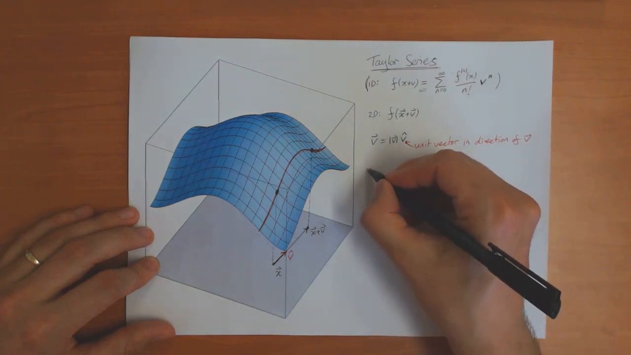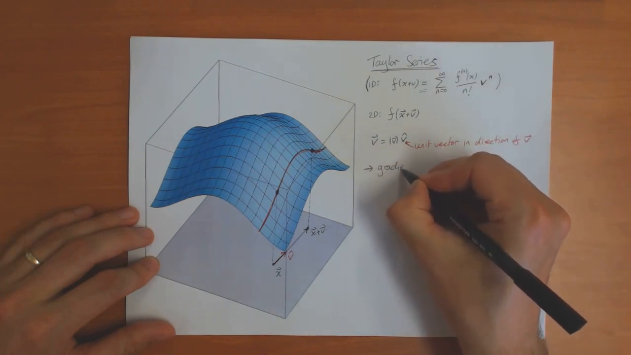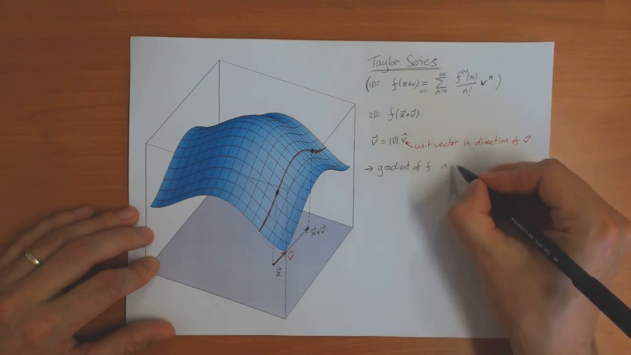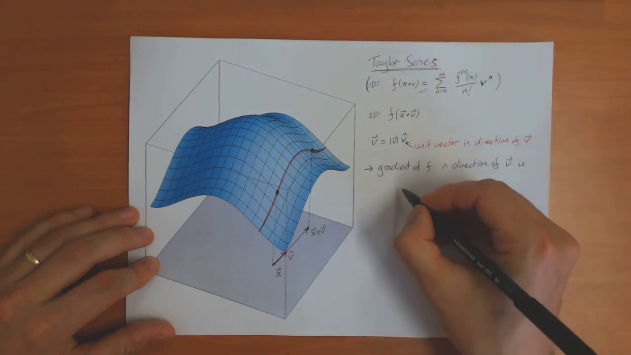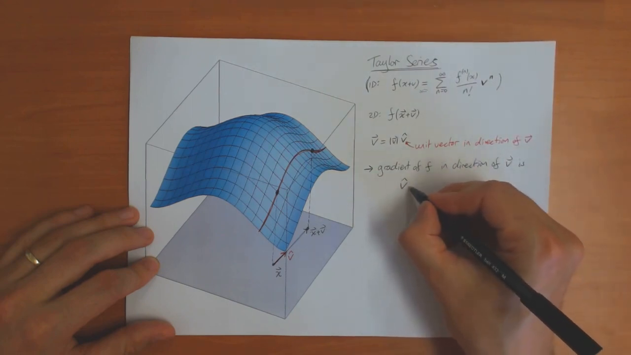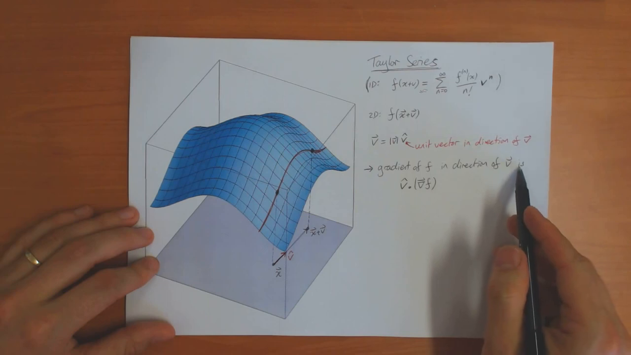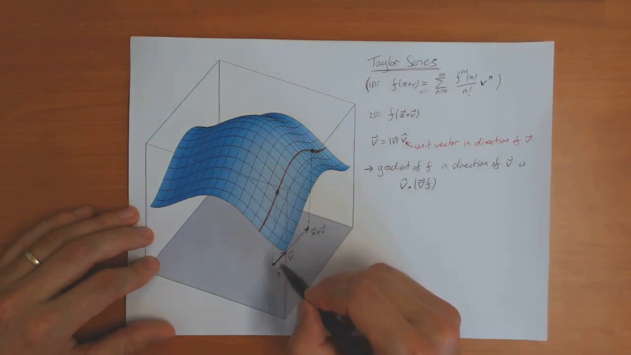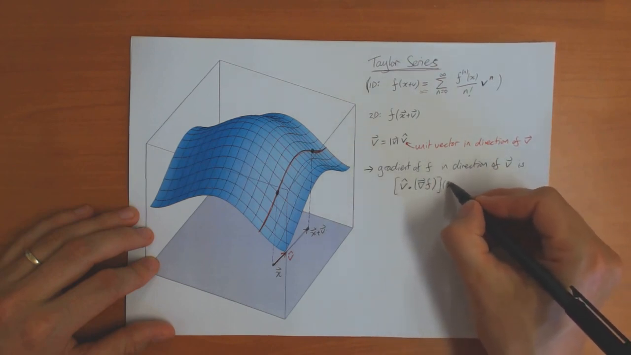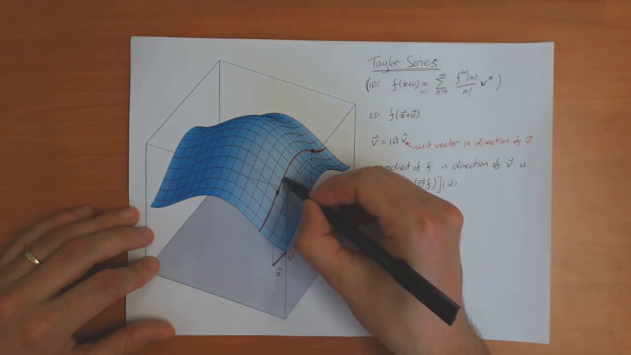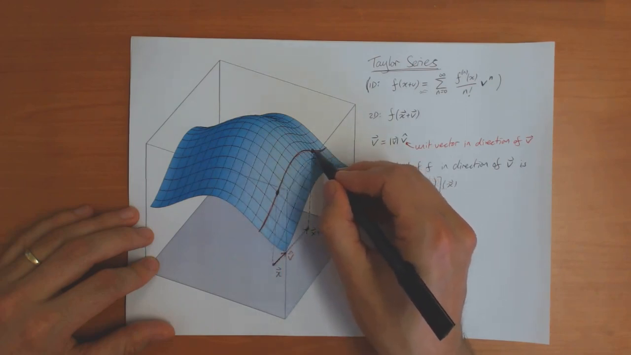Now from the previous video, we know that the gradient of the function f in the direction of v is given by v hat, the unit vector in that direction, dot the gradient of the function f. So this defines the gradient of the function f in the direction of v. But what you have here is just another function of position x. As you move along, it tells you the gradient of the function along this direction. In other words, it's the first derivative of this one-dimensional function here.